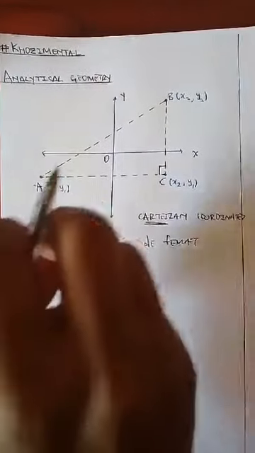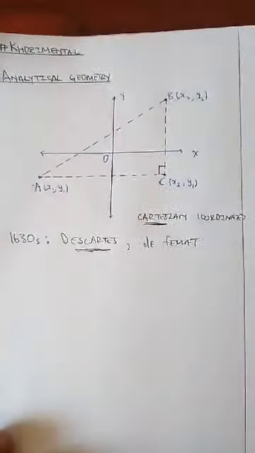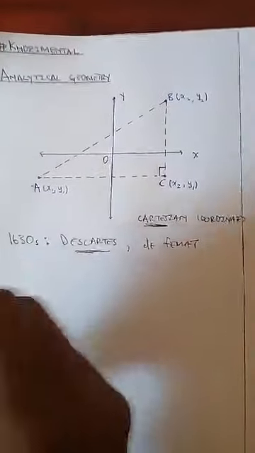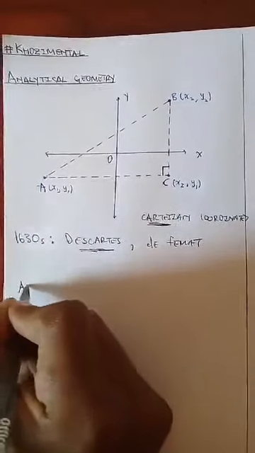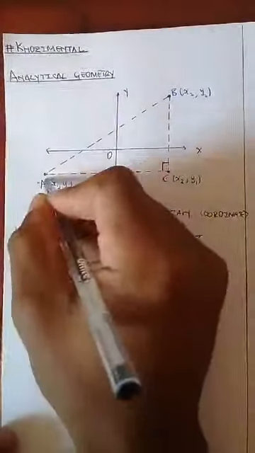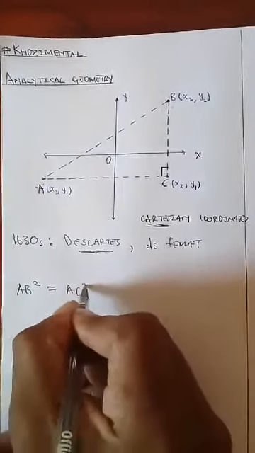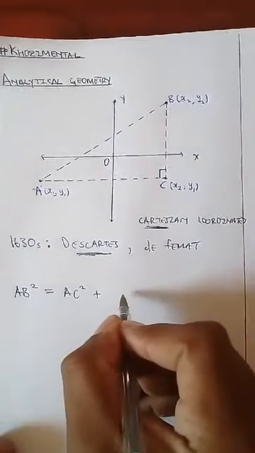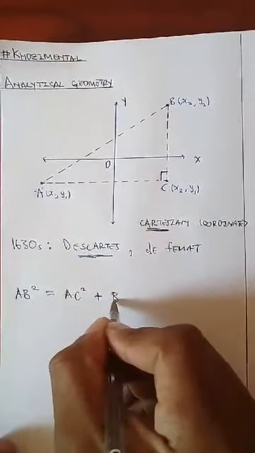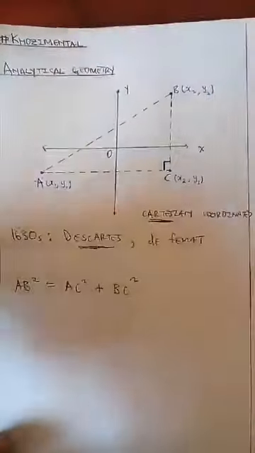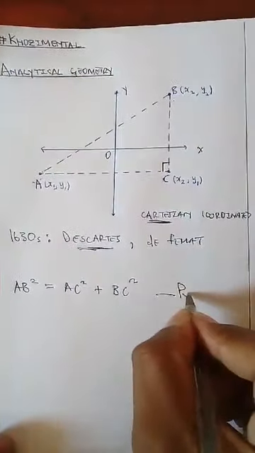But for a right-angled triangle, we know that Pythagoras has told us that the square of the hypotenuse, which is AB squared, should be given as the sum of the squares of the adjacent and the opposite sides. Right? So this is Pythagoras.